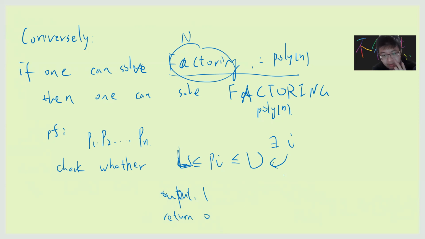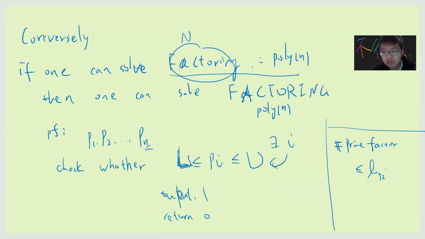Okay, and this also takes polynomial time, because the number of prime factors is bounded by log n. You can prove this very simply. So the number of prime factors is bounded by log base 2 of n, which is just the bit length n. So it's poly n. So you at most need poly n time to check.